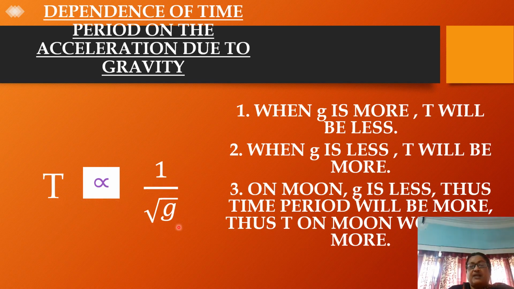Is that clear? A very simple way of taking the meaning from this is that when g is going to be more, the time period will be less. And if the acceleration due to gravity is going to be less, you will find that the time period is going to be more. Clear? Now, what happens on the moon? On the moon, g is less, so the time period of the pendulum is going to be more over there.